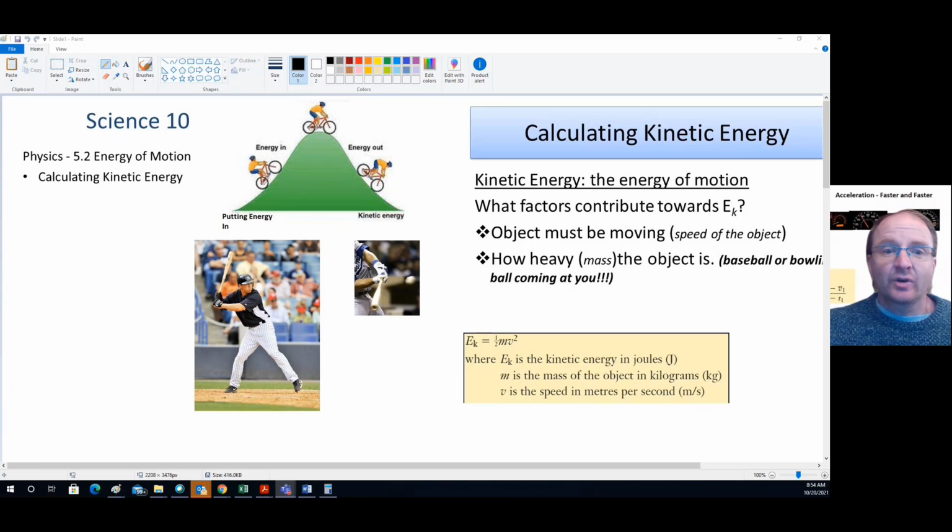Hey, Science 10, we're going to do some kinetic energy, specifically calculating it. Make sure you have a calculator. Make sure you've got your physics formula sheet. And yeah, let's get underway. Have your note paper as well, of course.